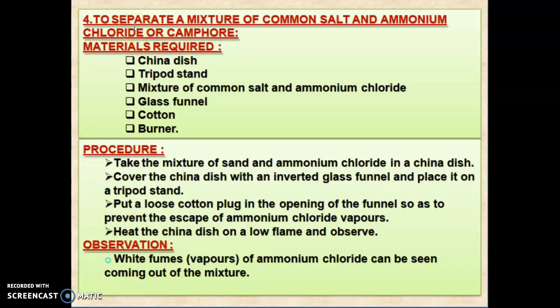Next, fourth method, to separate a mixture of common salt and ammonium chloride or camphor. Material required: china dish, tripod stand, mixture of common salt and ammonium chloride, glass funnel, cotton and burner. Procedure: take the mixture of salt and ammonium chloride in a china dish and cover the china dish with an inverted glass funnel and place it on the tripod stand.